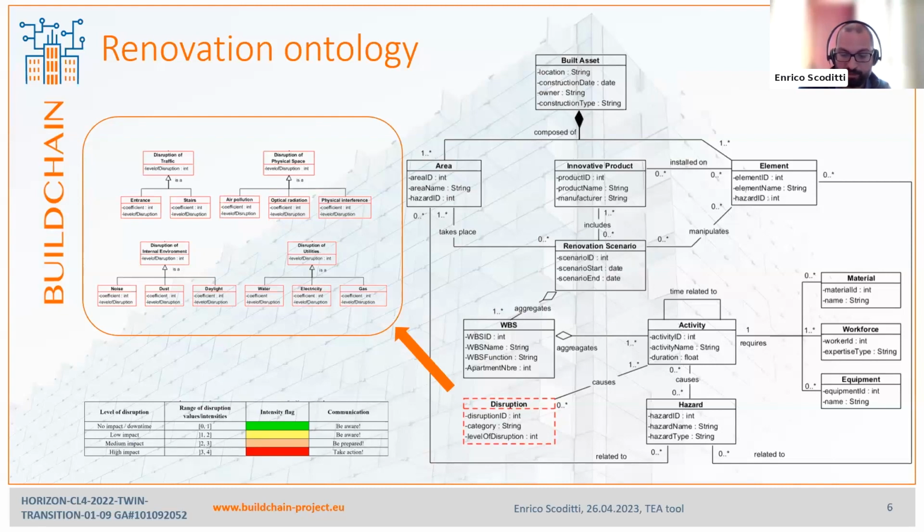It also requires a set of material, workflows, and equipment to be carried out, and it may cause disruption to the building occupant. Only 4 types of disruption are considered so far, namely disruption of traffic, utilities, physical space, and internal environment.